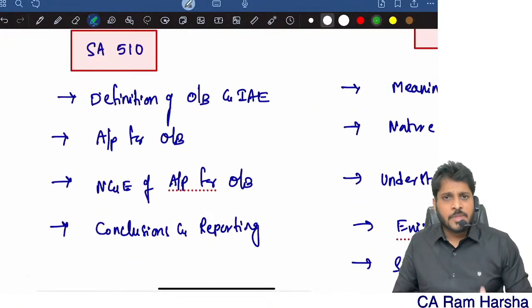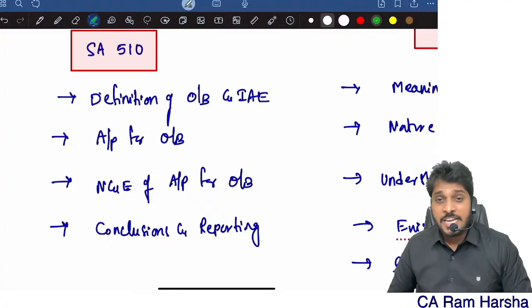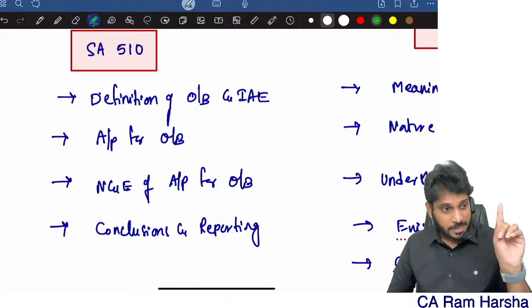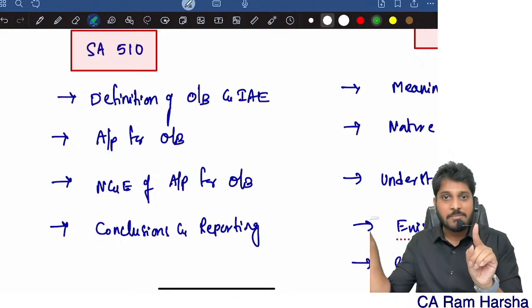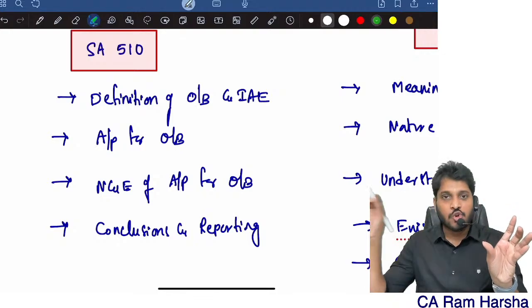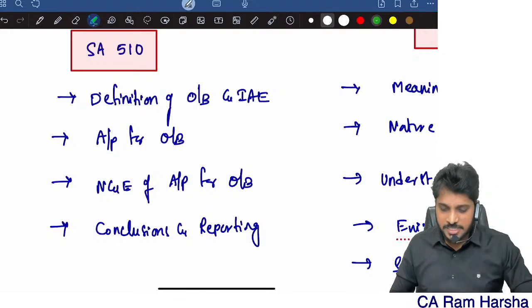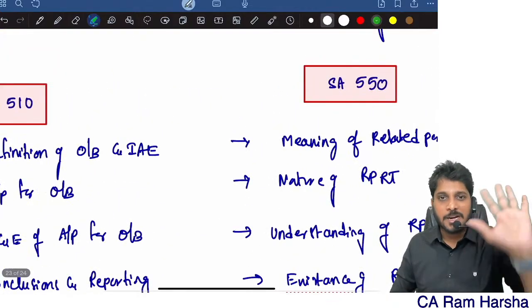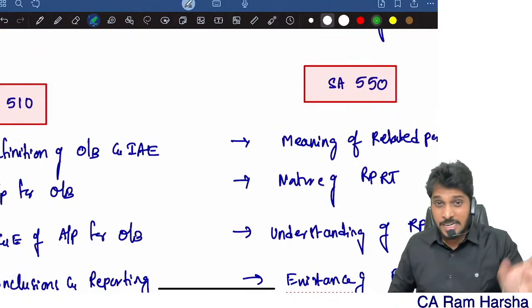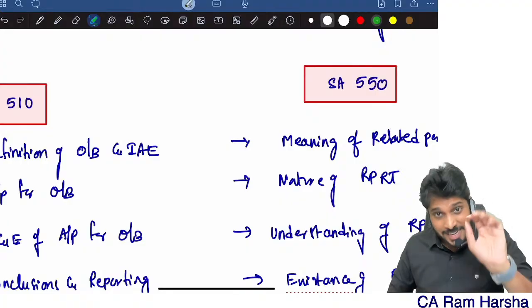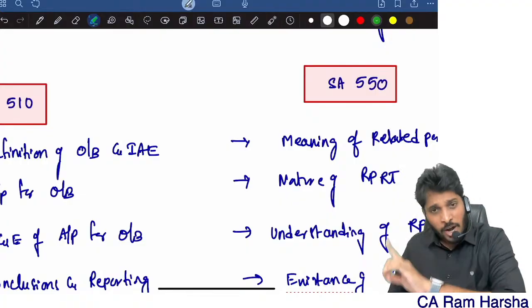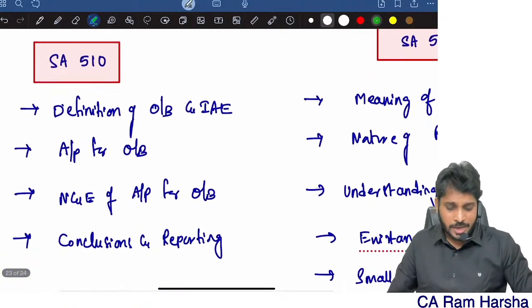In the 510 standard, what is the heading? Initial audit engagements, opening balances. So this is the heading of the standard. 550 is related parties. That's it. No more related party disclosures. No, related parties. That's it. What is the related party standard? We'll discuss later. Okay, 510.